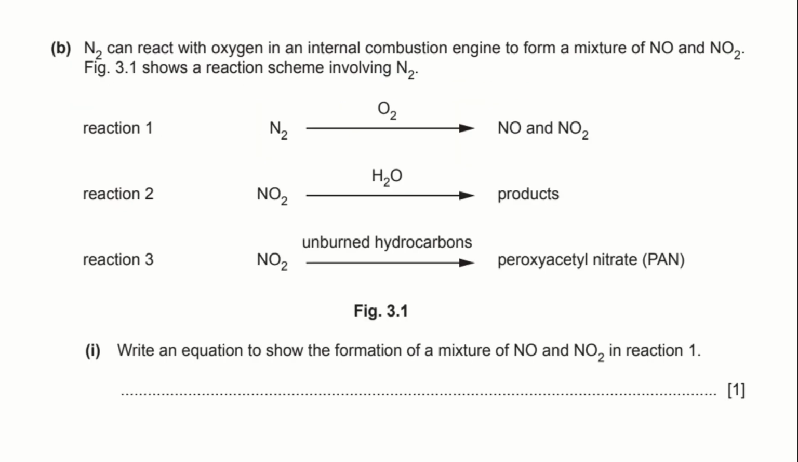Part B, we are given three equations. So part 1, we are supposed to write an equation to show the formation of a mixture of NO and NO2 in reaction 1. Right, we have nitrogen reacting with oxygen, forming nitrogen oxide and nitrogen dioxide. So let's balance the equation now. We have 2N here. Okay, number of nitrogen atoms is balanced. So I have 3 oxygen on the right hand side. That means I need 3/2 O2 on the left.